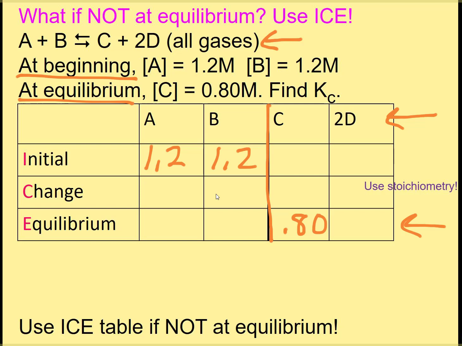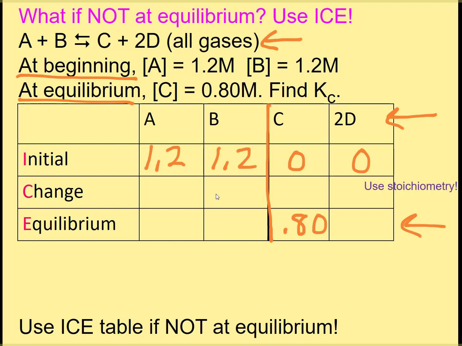So let's start with our initial values. In our initial values, I have A and B. And when I fill the container with these gases, I'm not going to have any C and D. So if it doesn't tell you what it is, you're going to assume that you're starting with nothing. For the change, I'm going to look at the stoichiometry, and I first need to determine which way it's going to go.